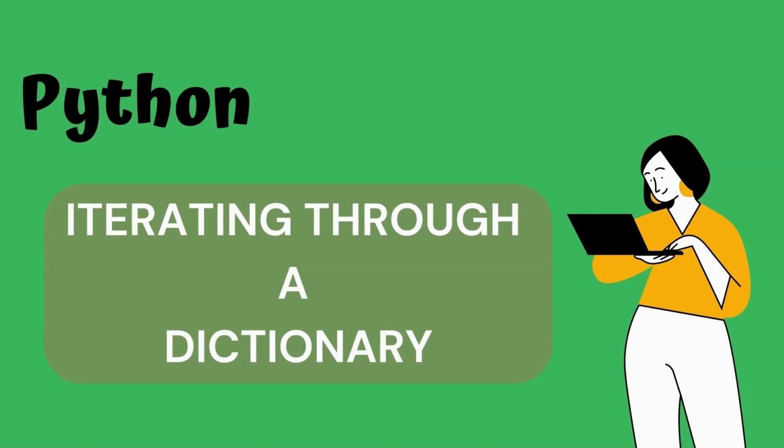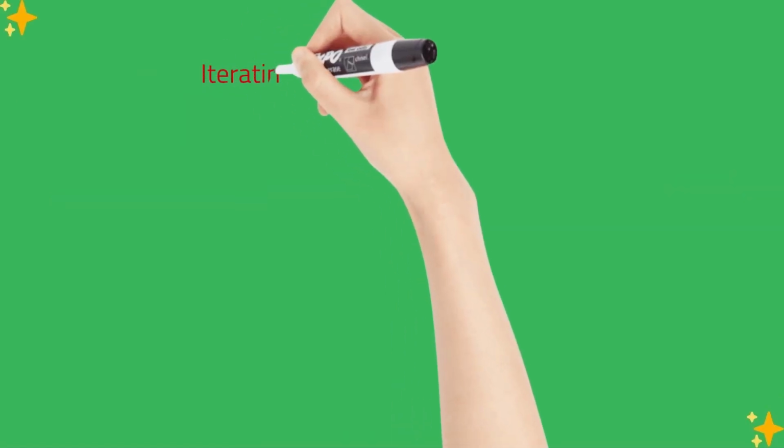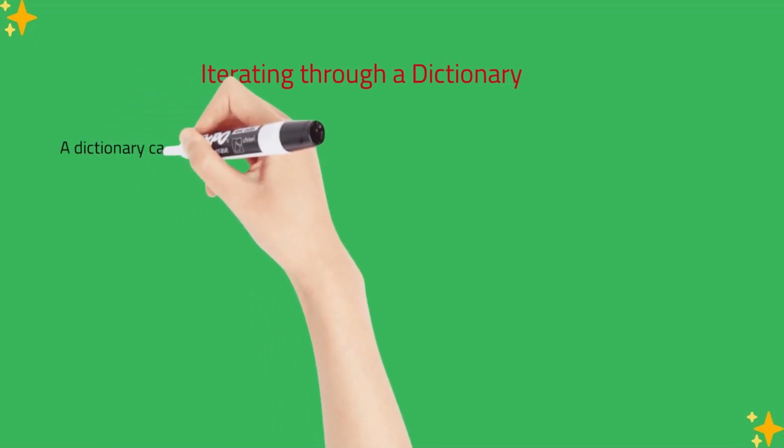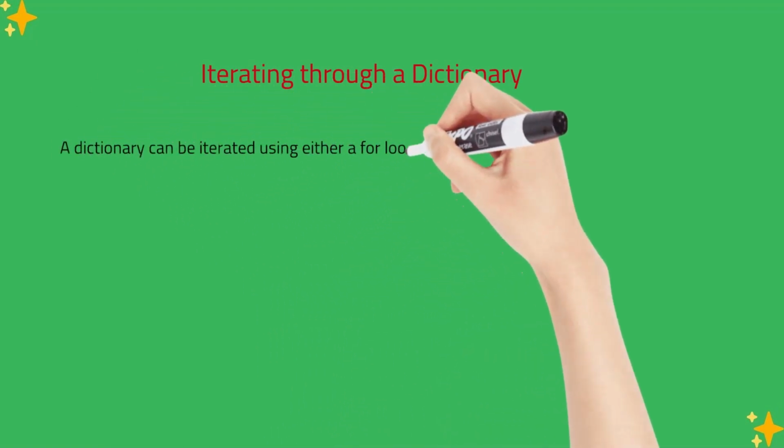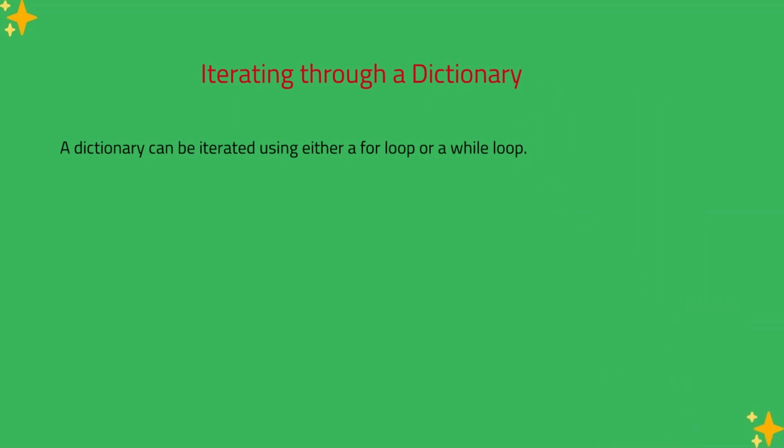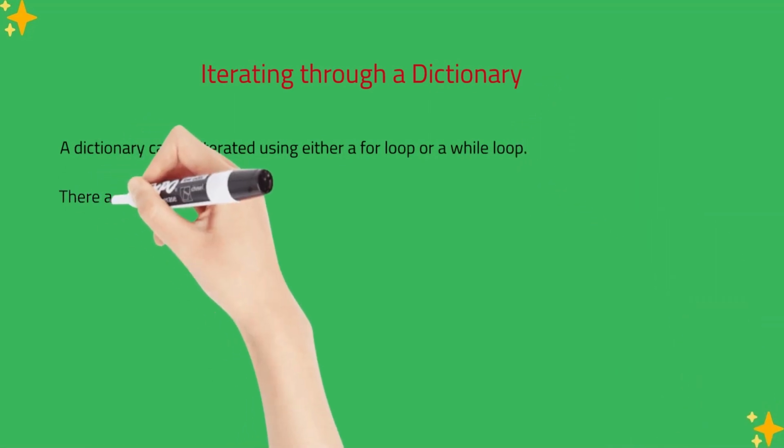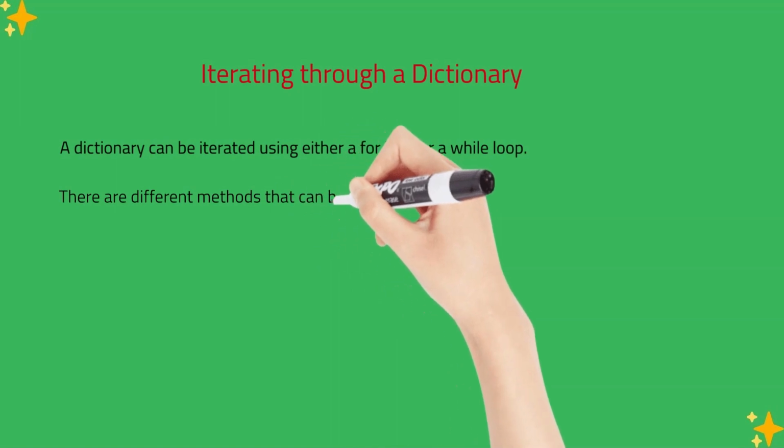In this video we will discuss how to iterate through the elements of a dictionary. Elements in a dictionary can be iterated using either a for loop or a while loop. There are different methods that can be used for iteration.